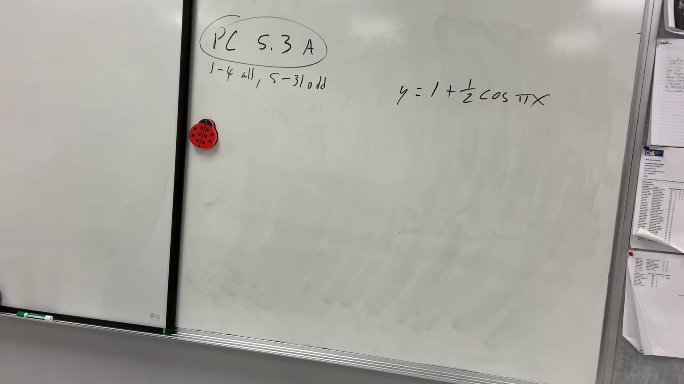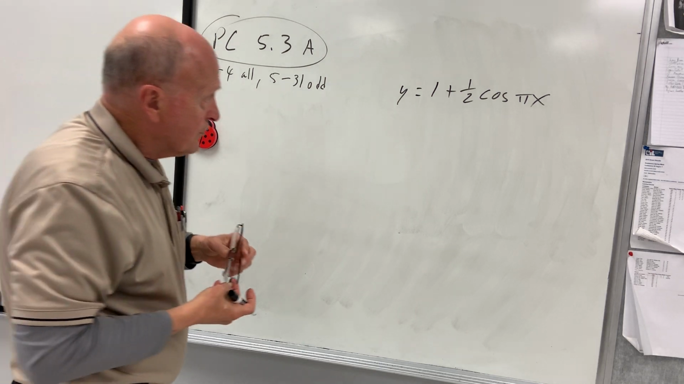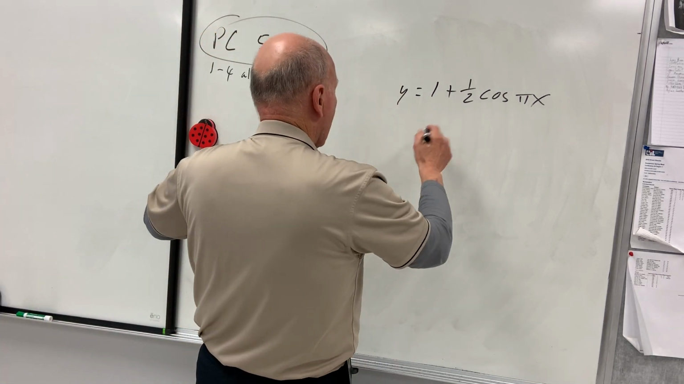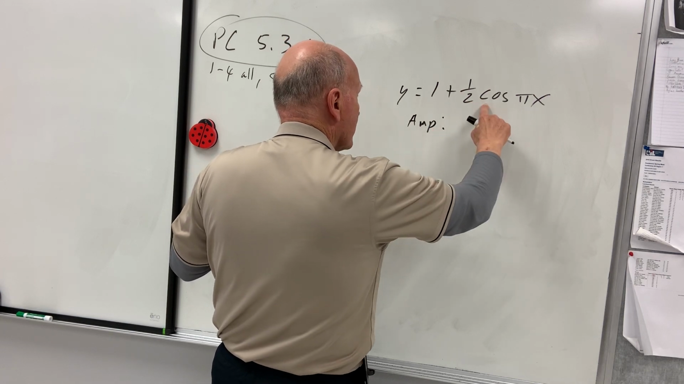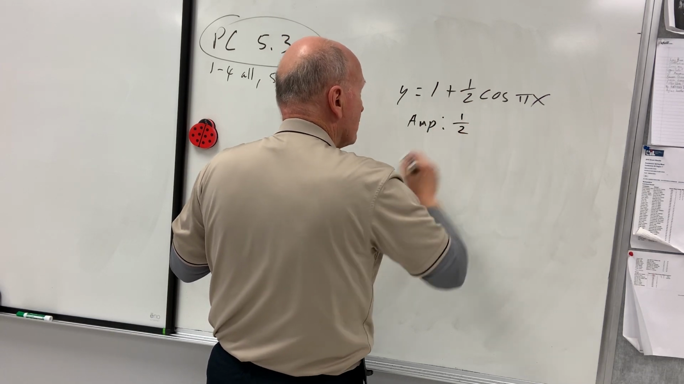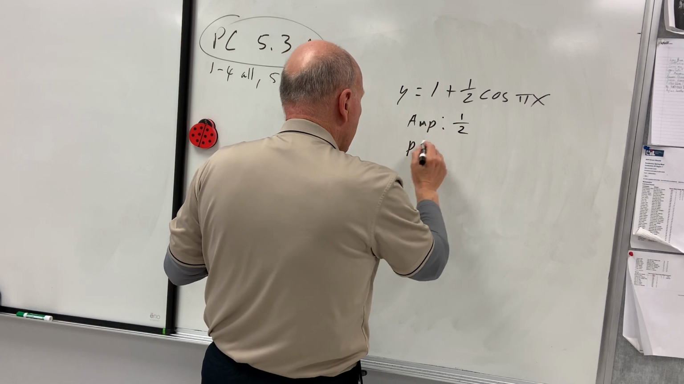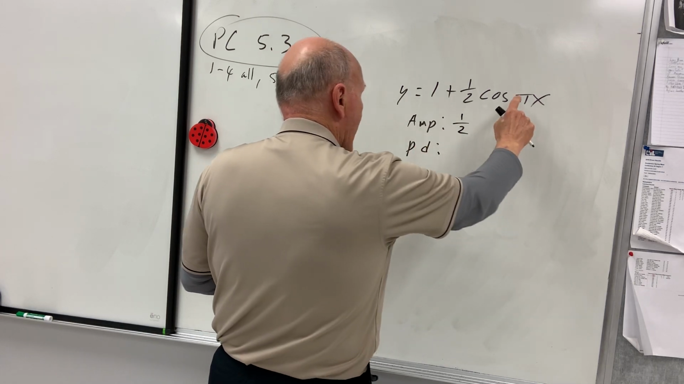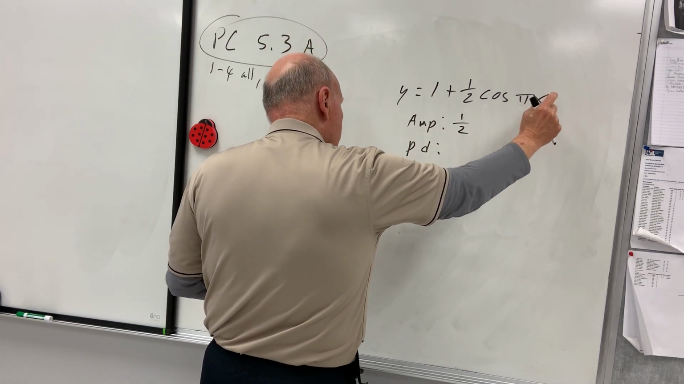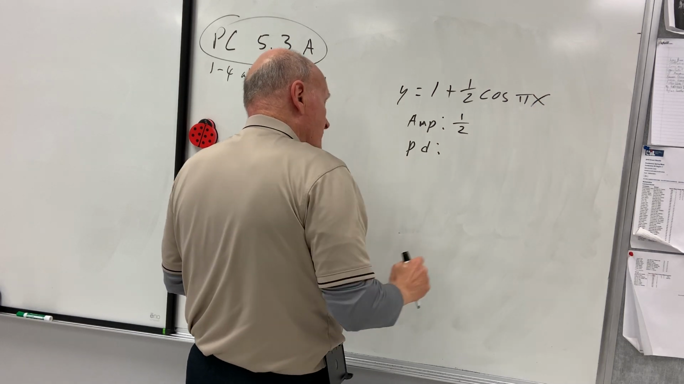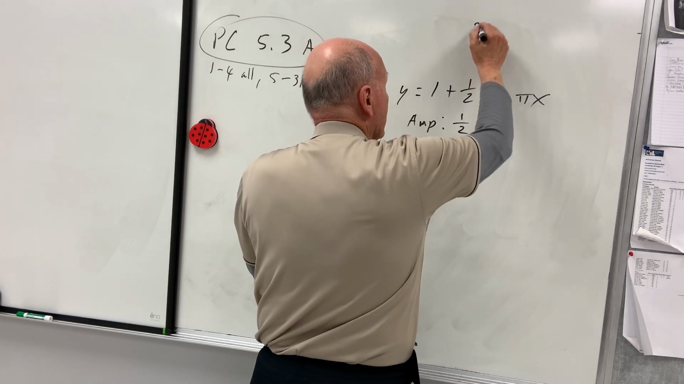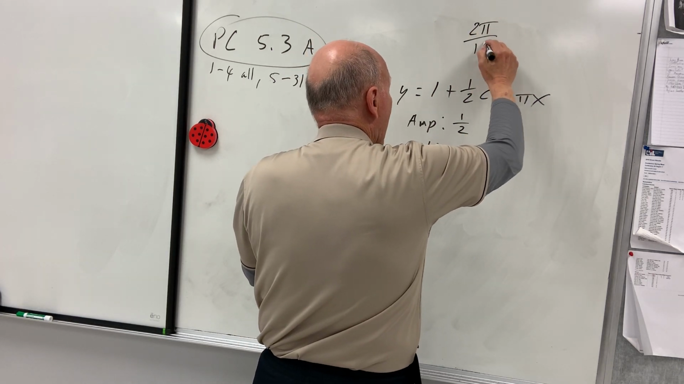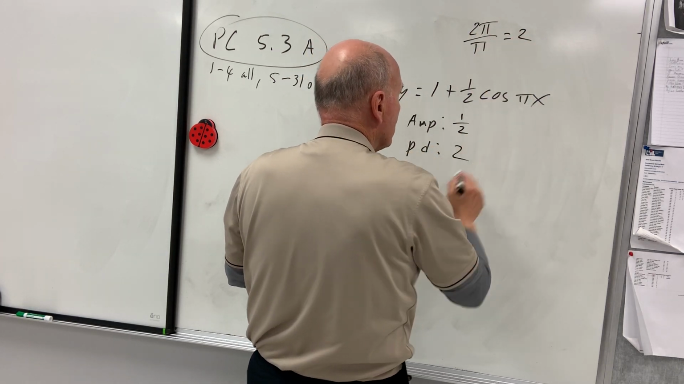Now they say find the amplitude, the period, and the sketch, but we're doing a little more than that. We've got the amplitude. I've got a 1/2 in front of the function, so I know that the amplitude is 1/2. The period: I've got a pi in front of the angle. Therefore, I've got the period of cosine, which we know is 2 pi, and I'm going to divide it by pi, which gives me a period of 2.